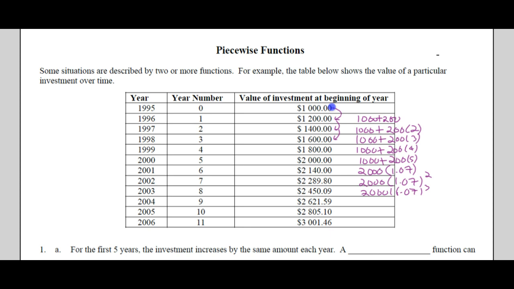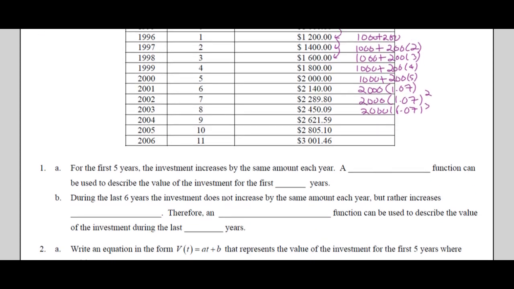So for the first 5 years, the investment increases by the same amount each year. What kind of function increases by the same amount? If I plotted the points, linear, good. So a linear function could be used to describe the value of investment for the first, how many years? 5 years. During the last 6 years, the investment does not increase by the same amount, but rather increases, what fancy word goes in there? Exponentially.